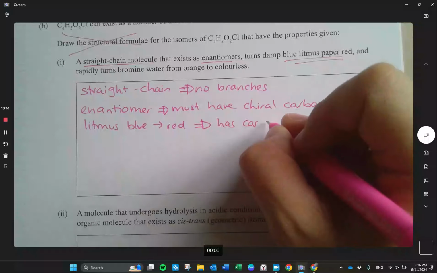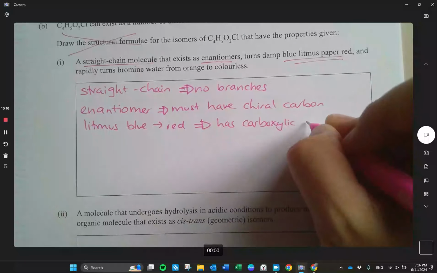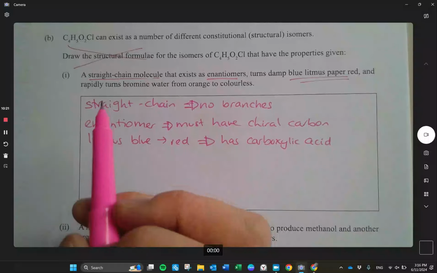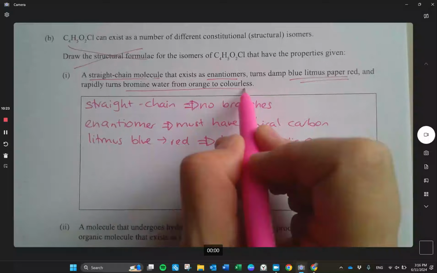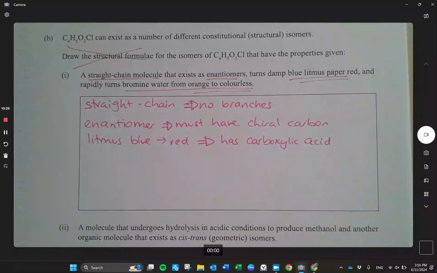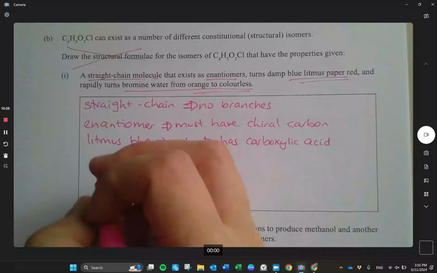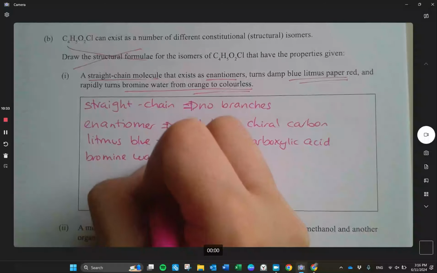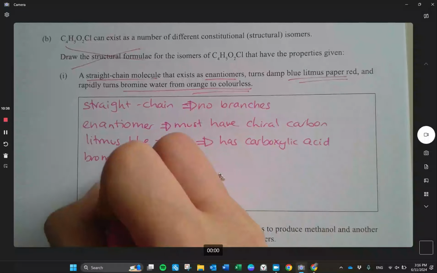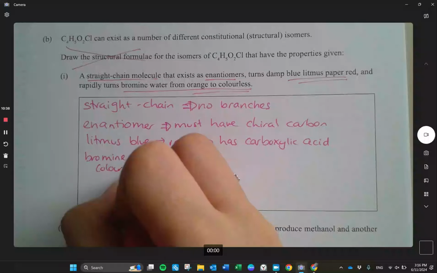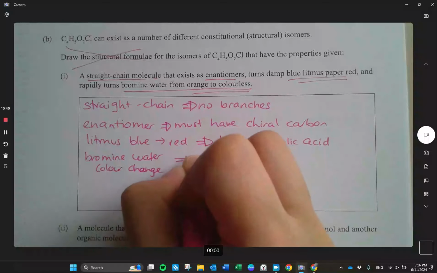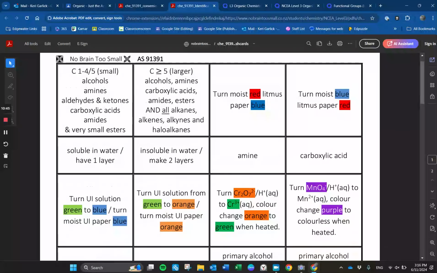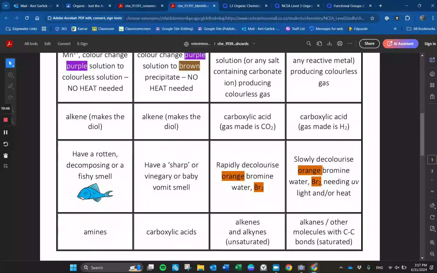All right. Rapidly turns bromine water from orange to colorless. So we need to, again, memorize what bromine water does. What does that tell us? Again, we've got to memorize these guys. So we're looking for bromine water. Yep, so you see, rapidly decolorizes bromine, and it says rapidly. So that must mean it's an alkene or an alkyne.